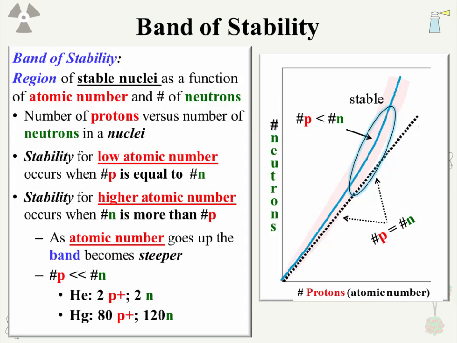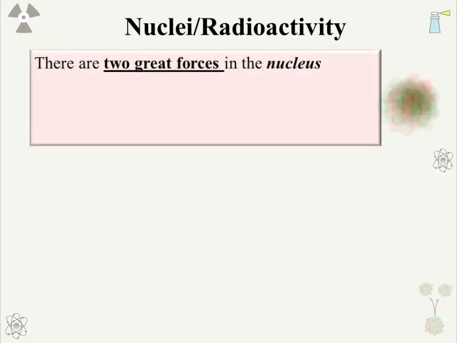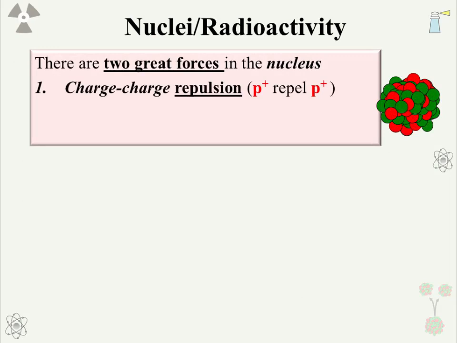A closer look at the nucleus has its stability based on two great forces. The first is charge-charge repulsion. Protons are positively charged. One proton repels another. They do not want to be next to each other. If the nucleus was only protons, it would never form.